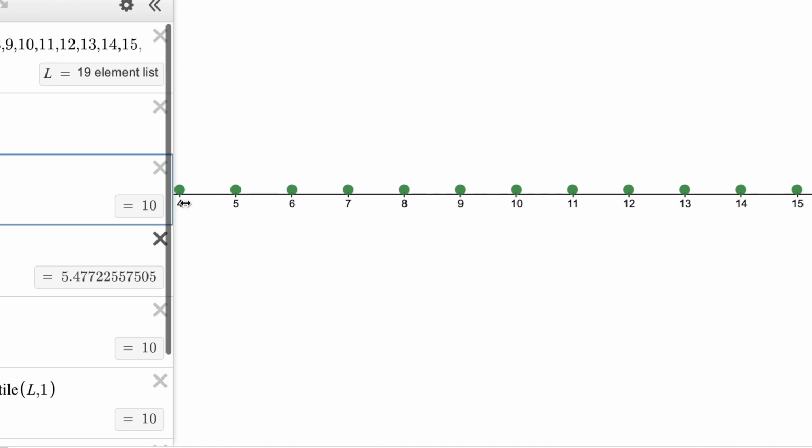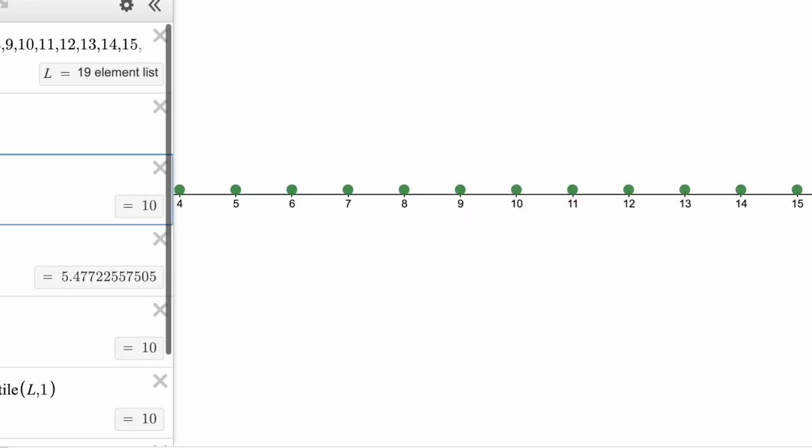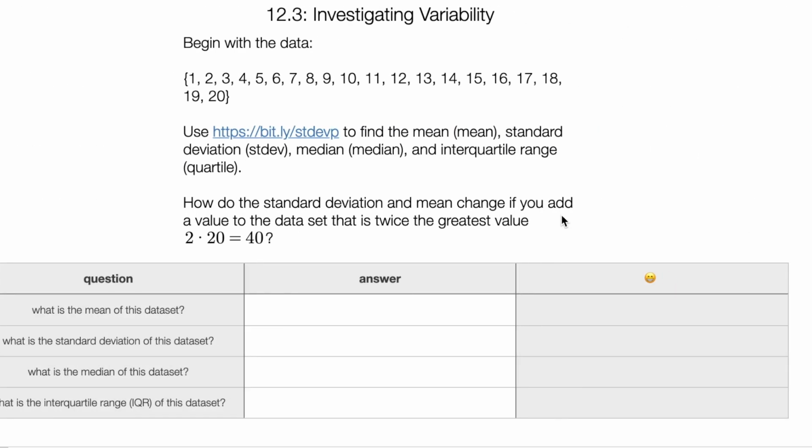The standard deviation is 5.48 if we round. The median is also 10, and the IQR is still 10. All right, so that's how it changed. We have those new statistics there. Notice our mean decreased, our median and our IQR stayed the same. Okay, so how do the standard deviation and mean change if you add a value to the data set that is twice the greatest value?